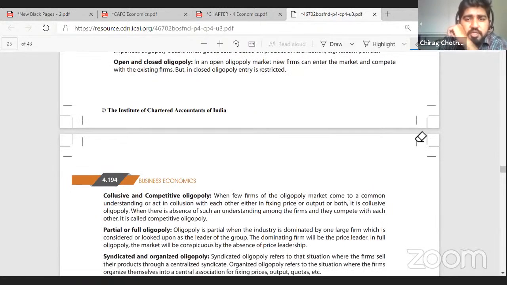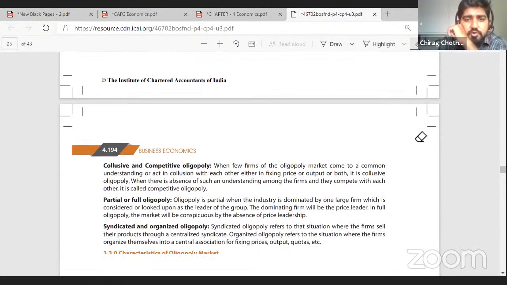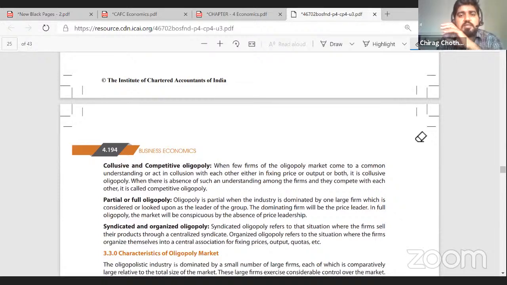Next one is collusive oligopoly and competitive oligopoly. Collusive oligopoly means the sellers will fix the price. They are going to sell at the same price or the same output or both. Okay, sellers have mutual understanding. They will not compete with each other on the basis of price. So they have fixed the price as same. It will be called as collusive oligopoly. Competitive oligopoly means they will compete with each other at different prices, at different output levels, etc.